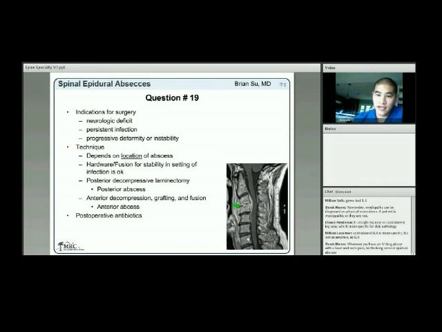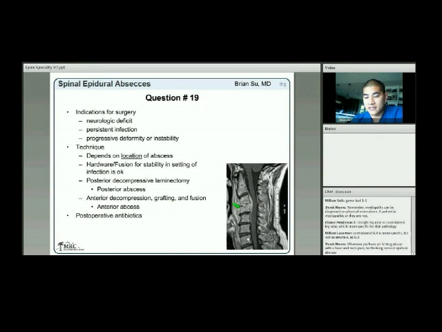Indications for surgery in general, I think for the in-training, they're going to show you somebody with a neurological deficit, possibly persistent infection or progressive deformity or instability. How you do it, I think the way you should think about it is very straightforward. If the compression is from the back, do it from the back. If the compression is from the front, do it from the front. In general, hardware fusion for stability is okay in the setting of infection. Some of you may think, well, you can't instrument the spine in the setting of infection. Yes, you can.